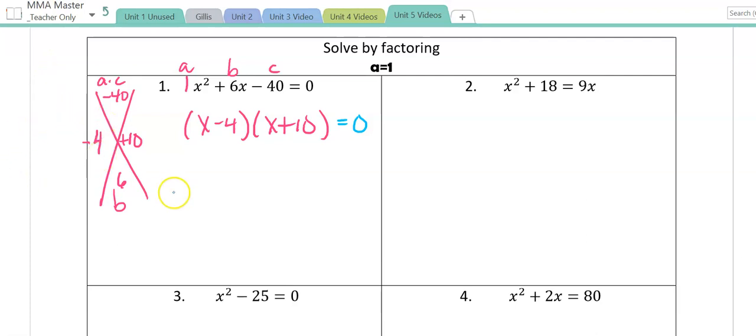So this first one right here, x minus 4 equal to 0, means to get the x by itself, I'm going to add 4. I'm going to add 4. So it's basically going to be the opposite. So what would make a minus 4 a 0? A positive 4.